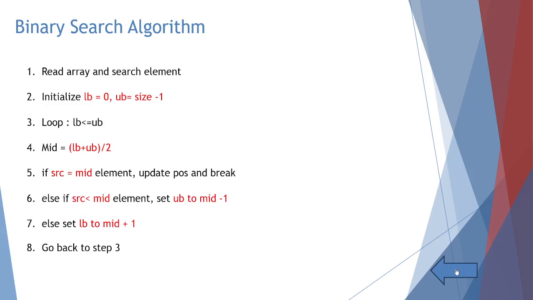Else means not equal, that is the fifth part: SRC is not equal to the mid element, and SRC is not less than mid. That means SRC is greater than the middle element. In that case, our lower bound will be moved to mid+1 index, and go back to step 3. What is it? First of all, read the array, then initialize LB, UB, loop while LB is less than or equal to UB, every time calculate mid, if, else if, else. Okay, let's understand more about this.